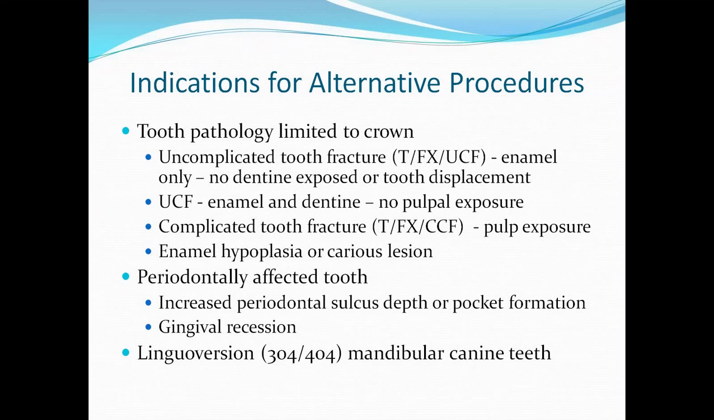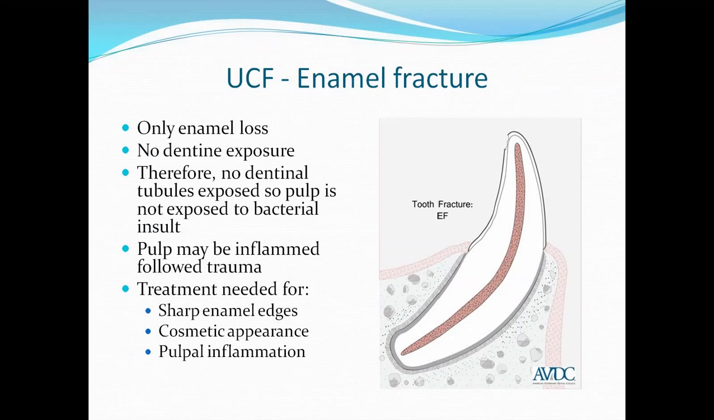And then also the last topic I'd like to cover tonight would be linguoversion of mandibular canine teeth. So getting these animals in at a younger age than normal, and rather than thinking about amputating the crowns, talk about coronal extensions and have you think about how we can actually eliminate the linguoversion by getting the teeth to erupt into a normal position, or at least into a position where there isn't any trauma. So it may not necessarily be a scissor bite.